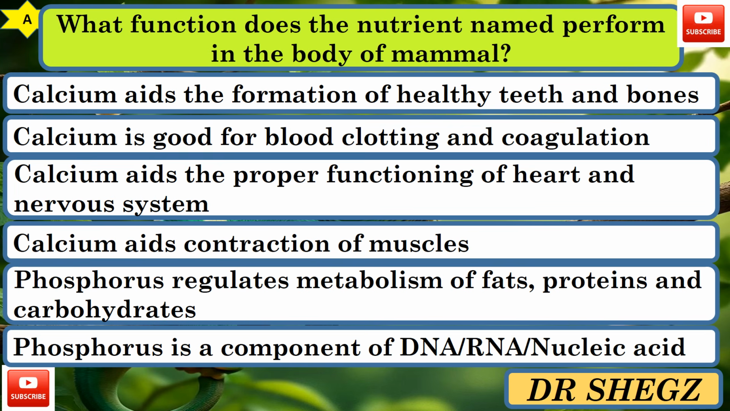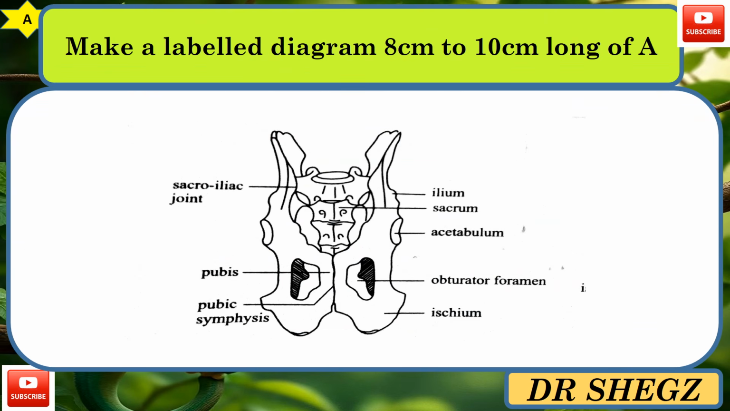What functions do the nutrients, calcium and phosphorus, perform? Formation of healthy teeth and bones, blood clotting and coagulation, proper function of the heart and nervous system, contraction of muscles, regulation of metabolism, and of course phosphorus is a component of DNA, RNA, and nucleic acid. And of course, this is the ilium, the ischium, the pubis, and this is the pelvic girdle.